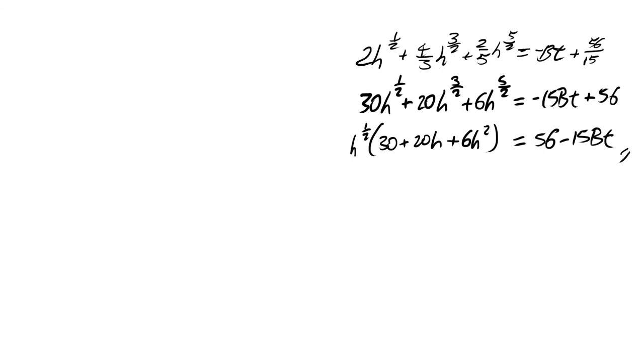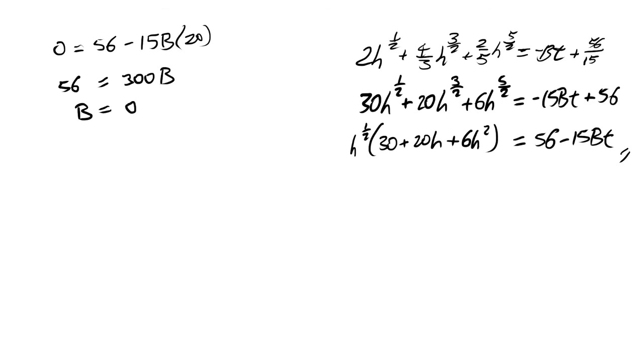This can't be that much harder because it's only, what, 4 marks. So h is 0, everything on the left is 0, equals to 56 take 15b times 20. Therefore 56 is just 300b, and so b is 56 on 300. So 56 on 300 in calculator is 0.187.